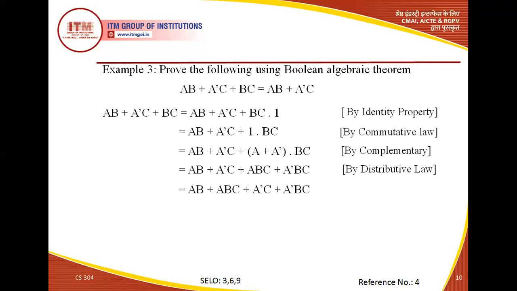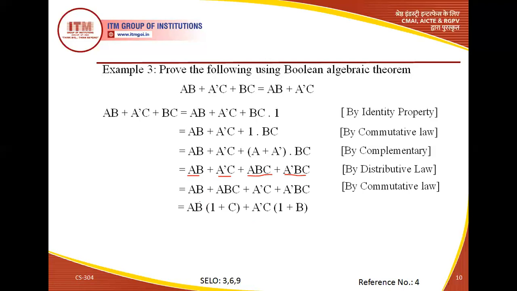Now by using the commutative property, these two terms change their position. So it can be written as AB plus ABC and A dash C plus A dash BC. That is the commutative property. Now by using the distributive property, we can take AB common. So AB(1 plus C), and from the third and fourth terms we can take A dash C. So we get (1 plus B).